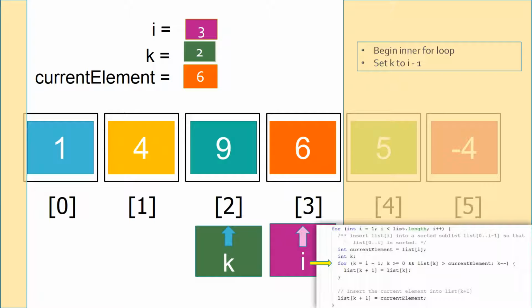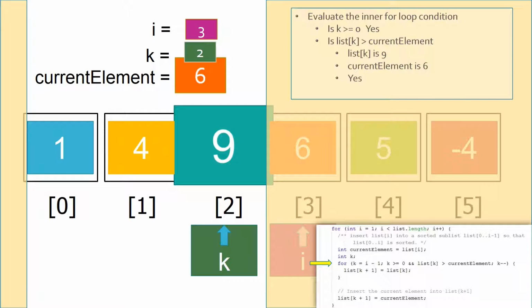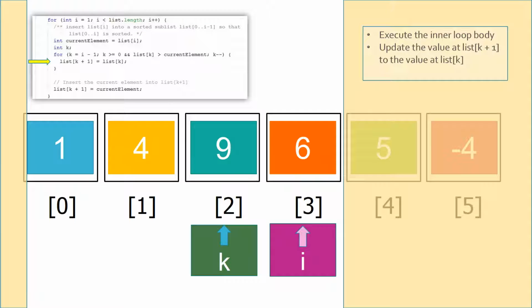Then we're going to evaluate our condition. Is k greater than or equal to 0? Yes, it is. Is the item at list position k greater than our current element? Yes, it is. So we're going to execute that inner for loop. In our inner for loop, we're going to update the data at list position k plus 1 with the data at list position k. We found that that 9 was larger, so it belongs over where that 6 was.